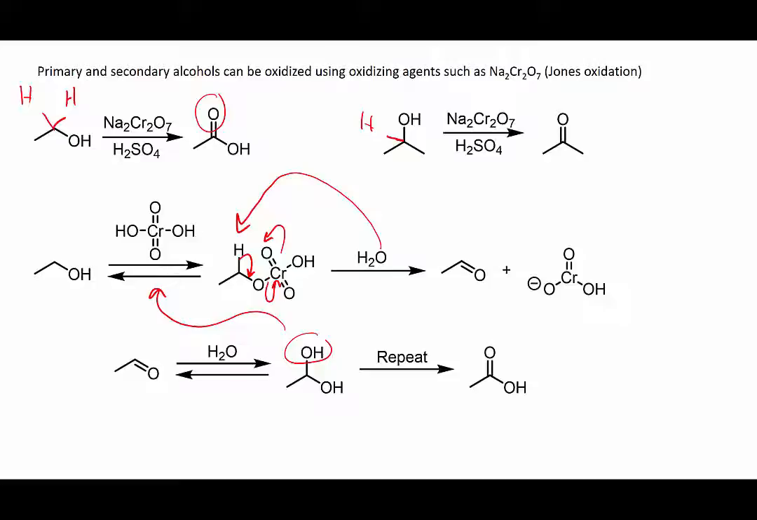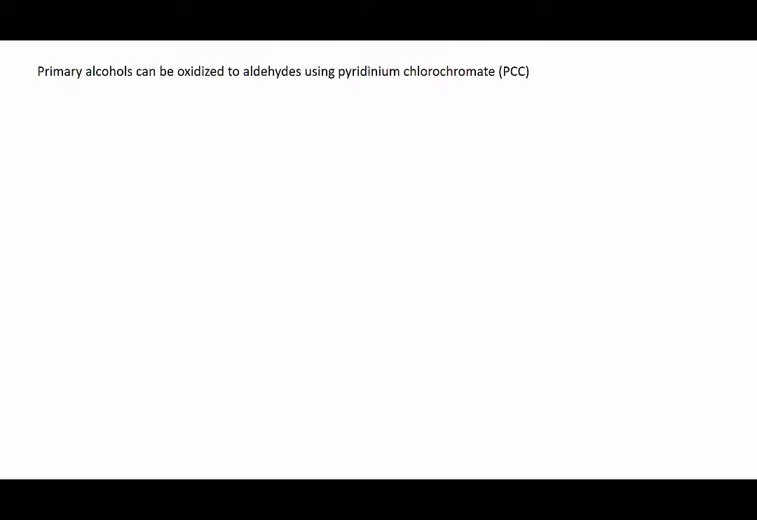Again, because a secondary alcohol only has one hydrogen, this reaction will only proceed once. There are some cases where we want to convert a primary alcohol to an aldehyde instead of converting it all the way to a carboxylic acid. Whenever we do a Jones oxidation, the carboxylic acid form will always be favored. We will not be able to stop at the aldehyde stage.